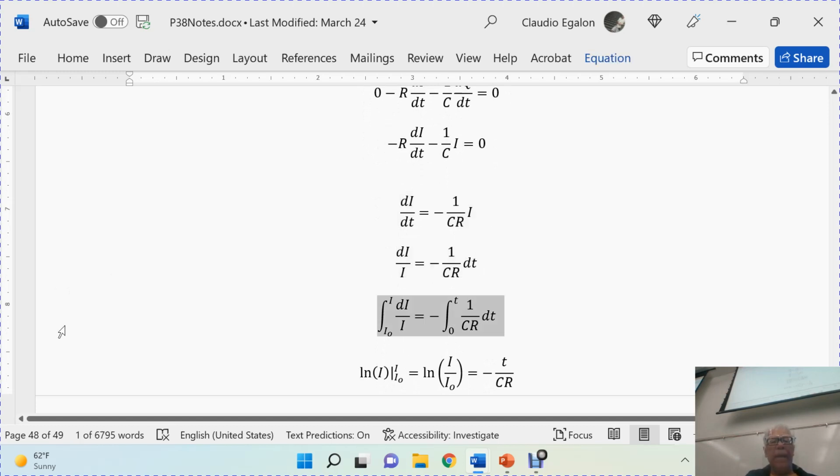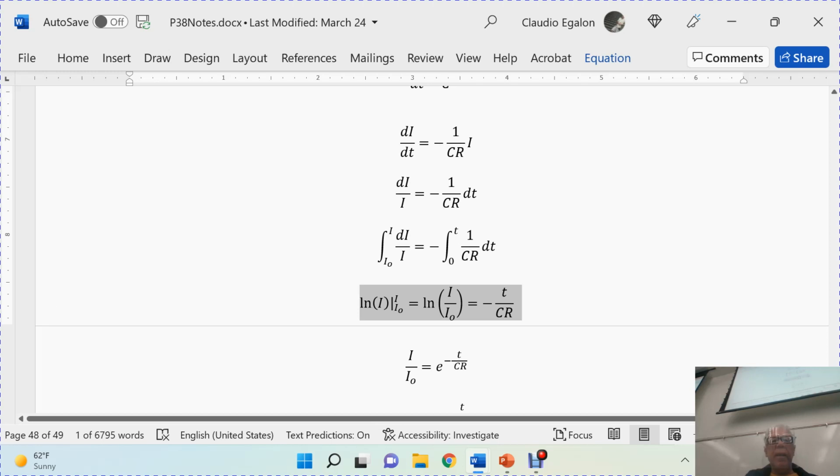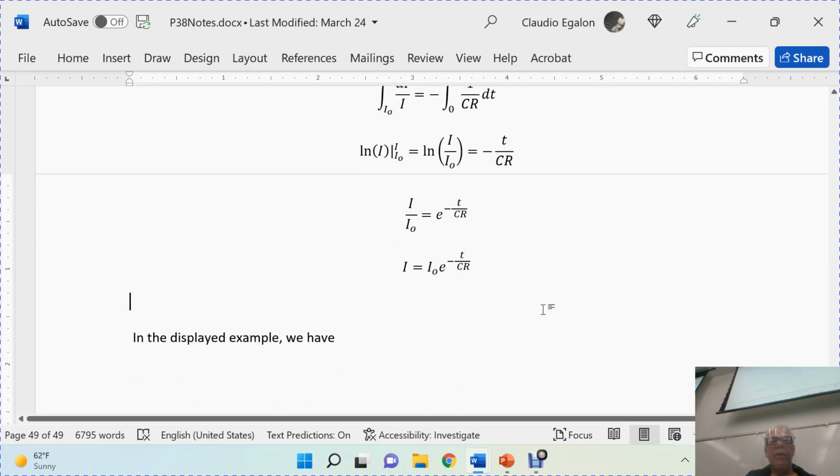All you have to do is to apply the integral to both sides. Apply the limits to the integral from I naught to I, and for t goes from 0 to t. This integral is easy, right? It's just going to be t divided by CR with a negative sign. The integral of the inverse of the current is going to be log of I. Apply the limits as well. Here you go. Invert the left side of the equation, and we get a decaying exponential. I divided by I naught is exponential, okay, to whatever. This I naught.